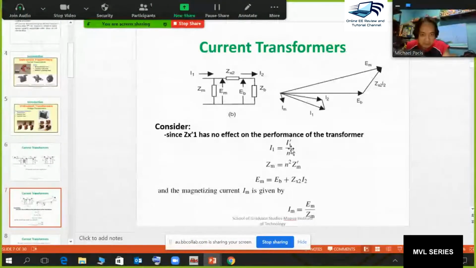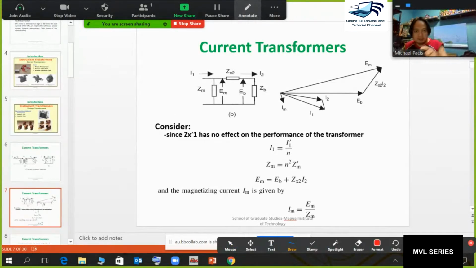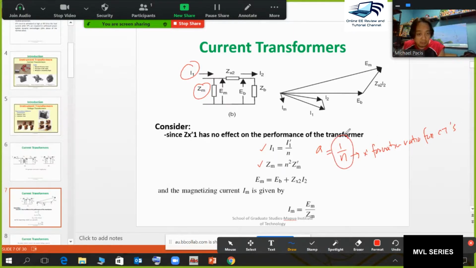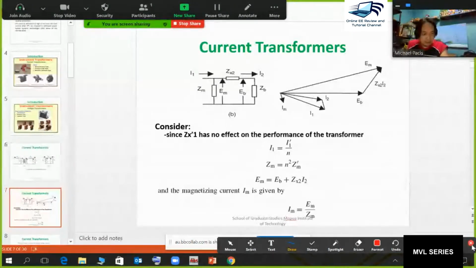Now we have these values on the secondary side of your transformer. This one and this one, we already converted to the secondary side. Considering again that your ordinary A is now equal to 1 over N. And please take note that the N is the transformation ratio for your current transformers. That's 1 over N. That's the only difference. Without further ado, we can now go to this phasor diagram.